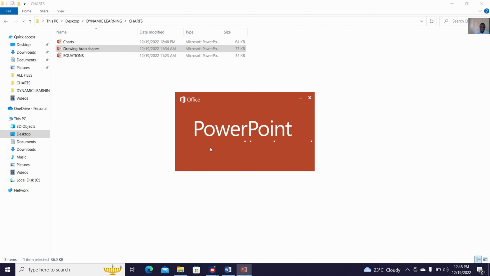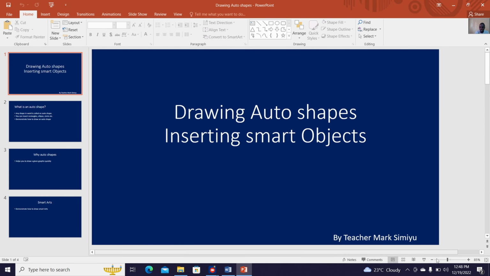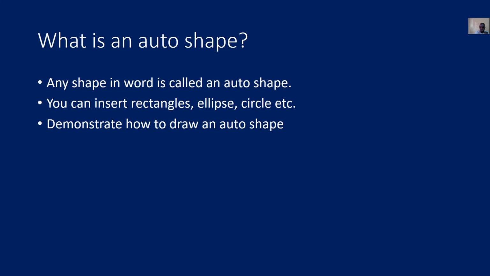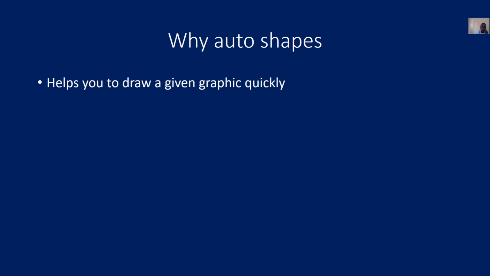Now, when we talk about auto shapes, these are shapes which are inserted in Word. Any shape that you draw in Word is called an auto shape. You can insert rectangles, ellipses, circles, etc. I'm going to demonstrate to you how to go about insertion of auto shapes.